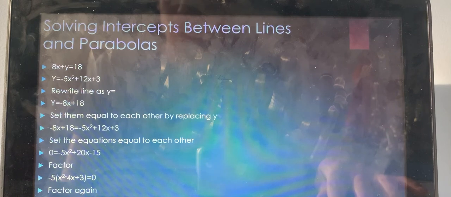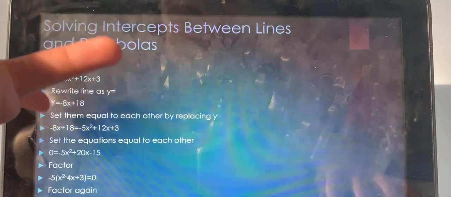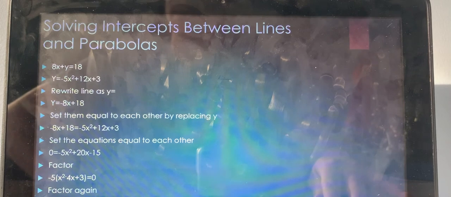And then we set them equal to each other. So negative 8x plus 18 equals negative 5x squared plus 12x plus 3. Because if y equals this and y equals that, then we just substitute this in for that y. Now, we have to set them equal to 0 and combine like terms. So we add 8x to both sides and subtract 18 from both sides. Now we can factor out negative 5 to get x squared minus 4x plus 3 equals 0. Factor again: x minus 3, x minus 1 equals 0.